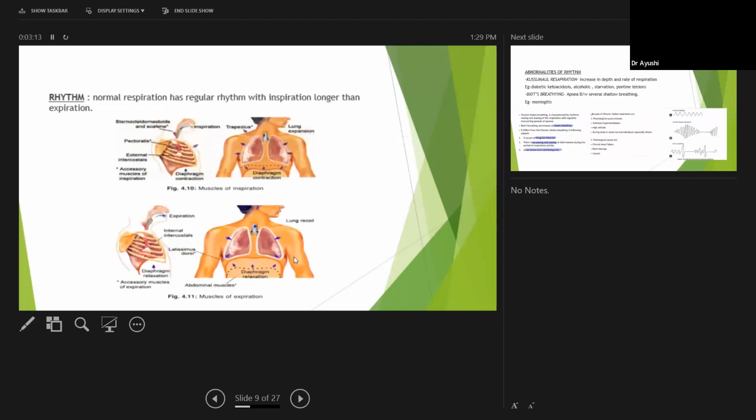The rhythm: normal respiration has a regular rhythm, with inspiration longer than expiration, and the muscles of inspiration are mainly the diaphragm and the external intercostal muscles. These are the main muscles of respiration, and we have accessory muscles of respiration also, like scalene, pectoralis, sternocleidomastoid, trapezius. Expiration is a passive process, and the accessory muscles are latissimus dorsi and internal intercostal muscles.